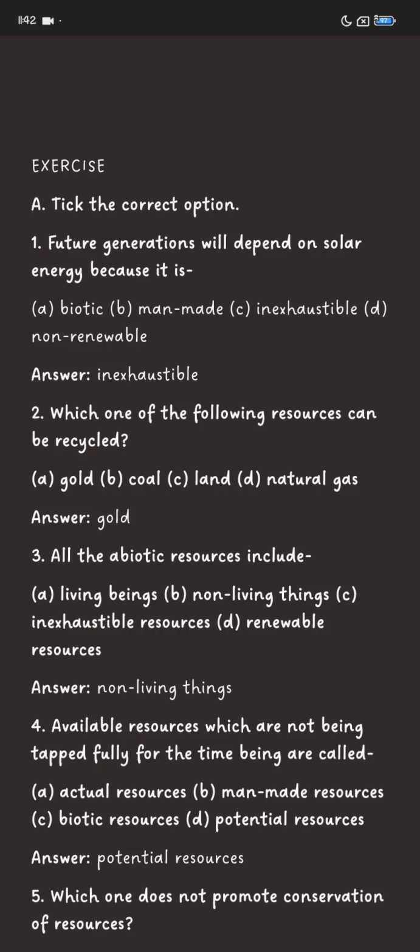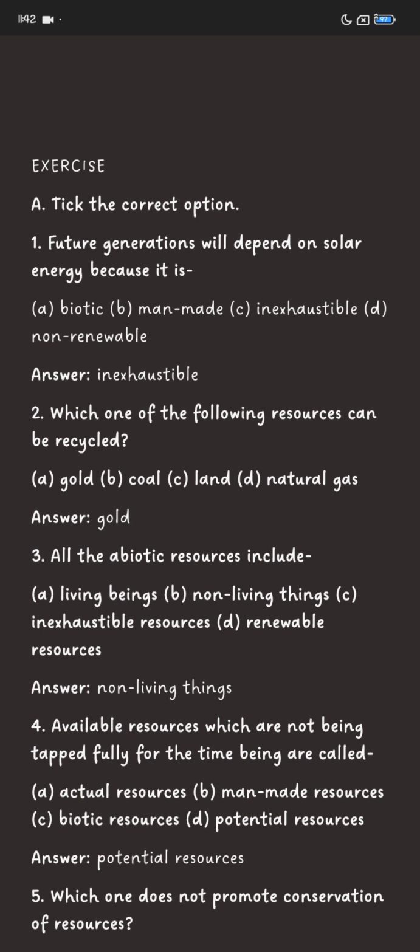Resources, utilization and development. Exercises, book exercise. Tick the correct option. Future generations will depend on solar energy because it is biotic, man-made, inexhaustible, non-renewable. The answer is inexhaustible. Which one of the following resources can be recycled?